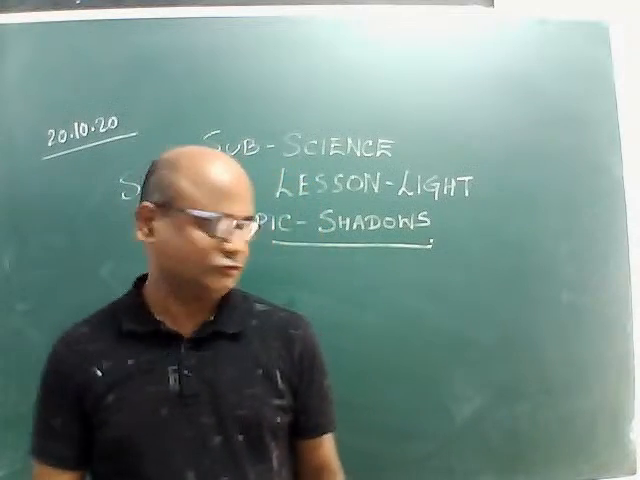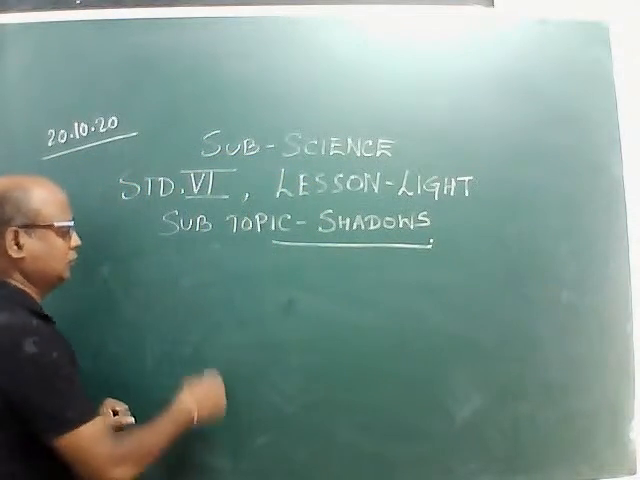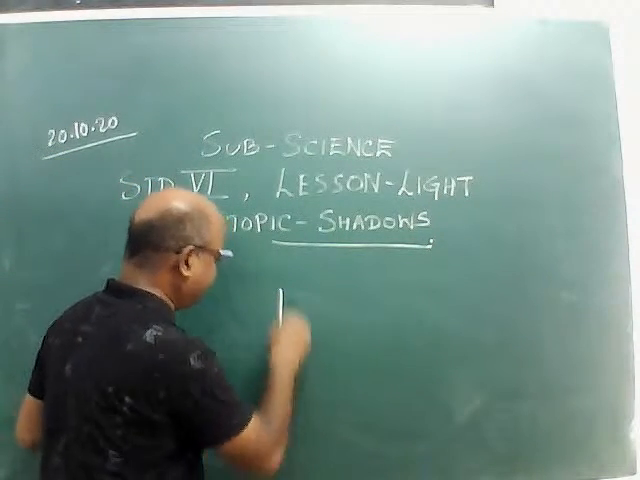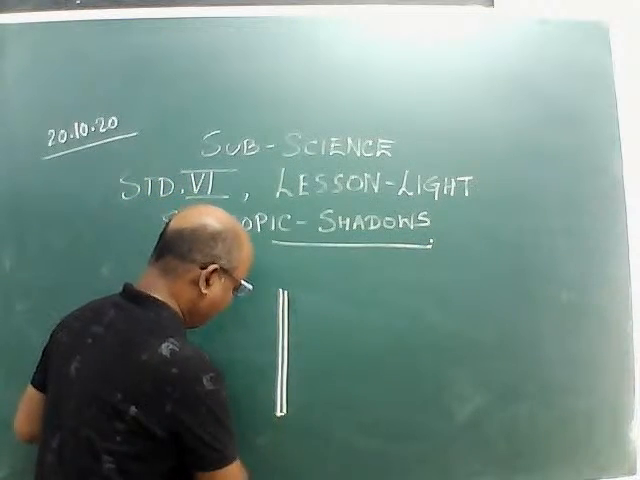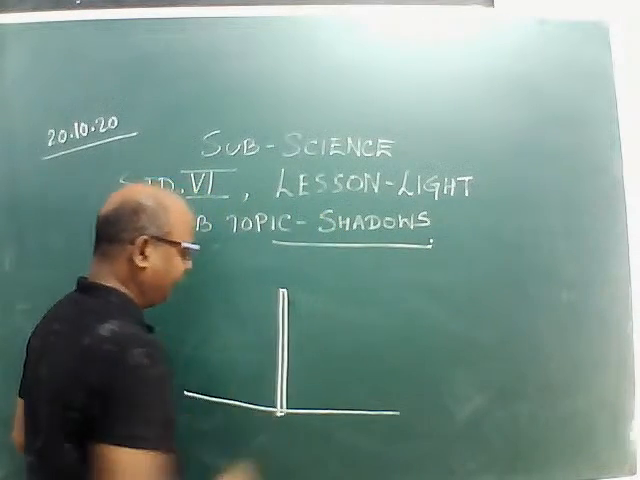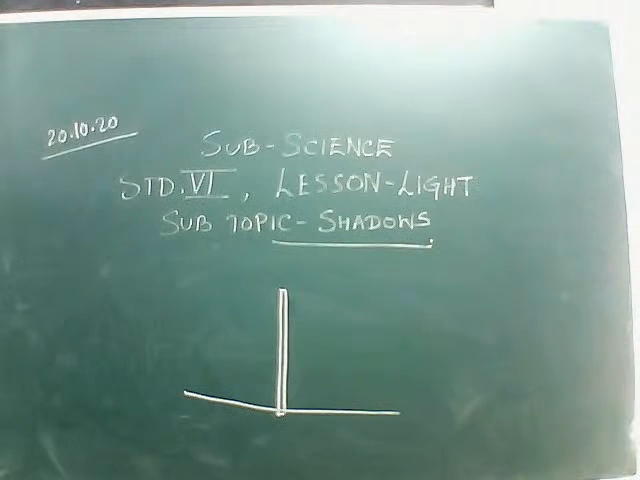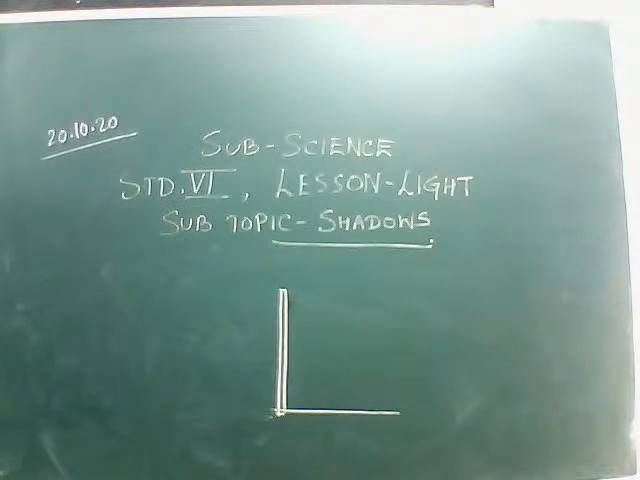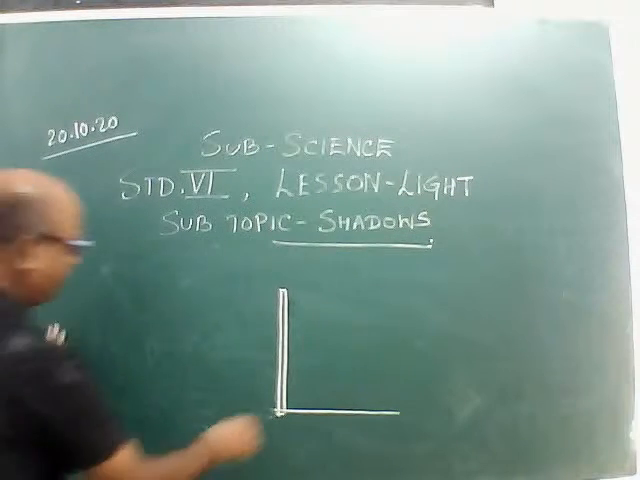Okay. For example, you take one stick, fix it on the ground, and observe the position of this stick at different times. You know that the shadow of that stick will be formed, isn't it? Now we will find in the morning at 7 a.m. the shadow will be like this.